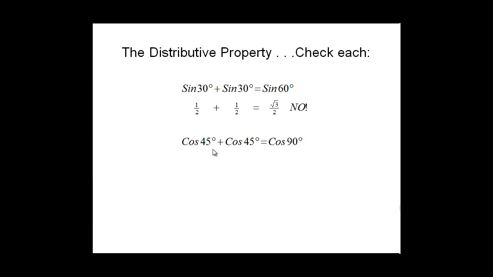We could try it with 45. Cosine of 45 is square root of 2 over 2, and cosine of 90 is 0. You can't just add the angles and have cosine work.